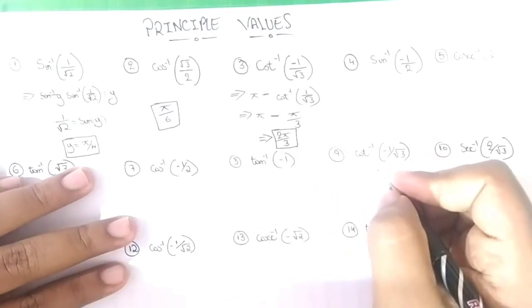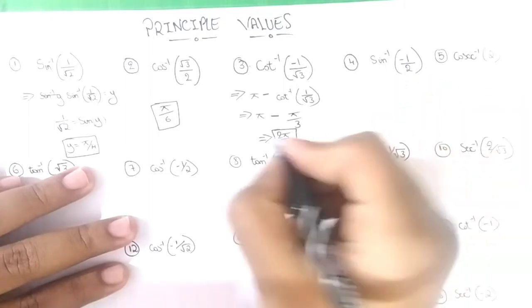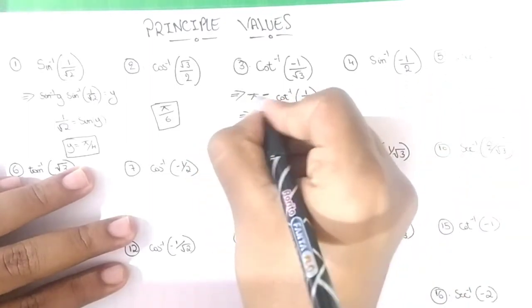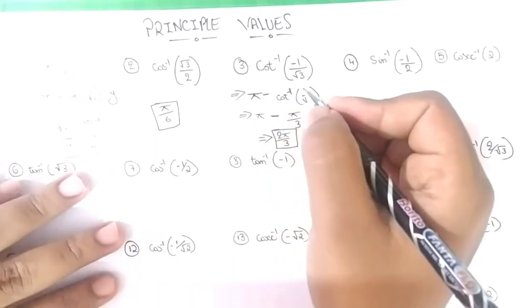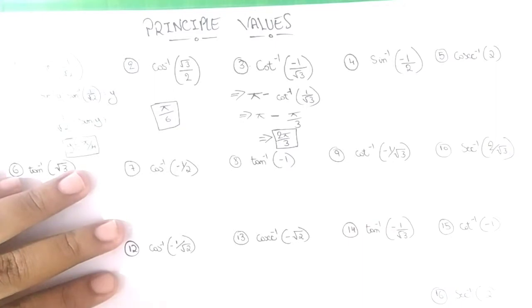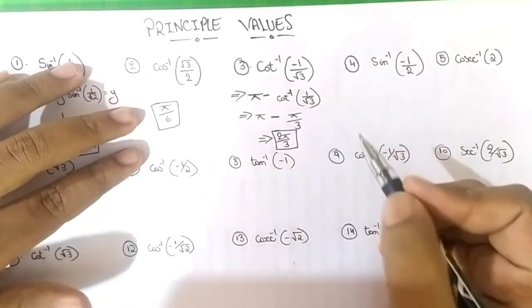This is the answer. Simple one. Now sine inverse of minus 1 by 2. See, pi minus the inverse applies only for cot, for secant and for cos.